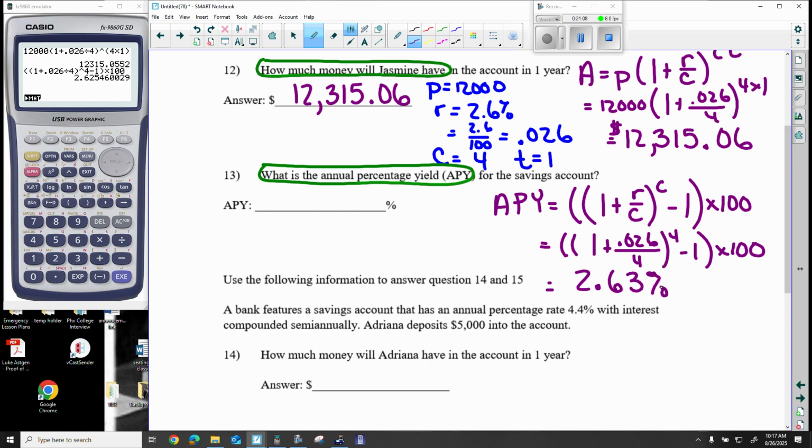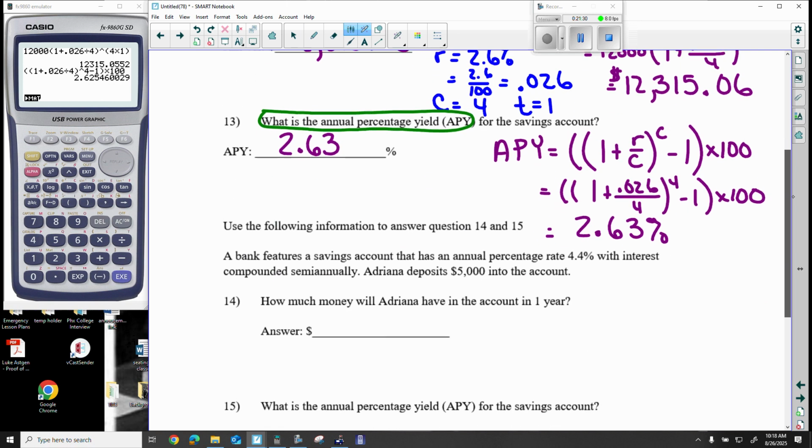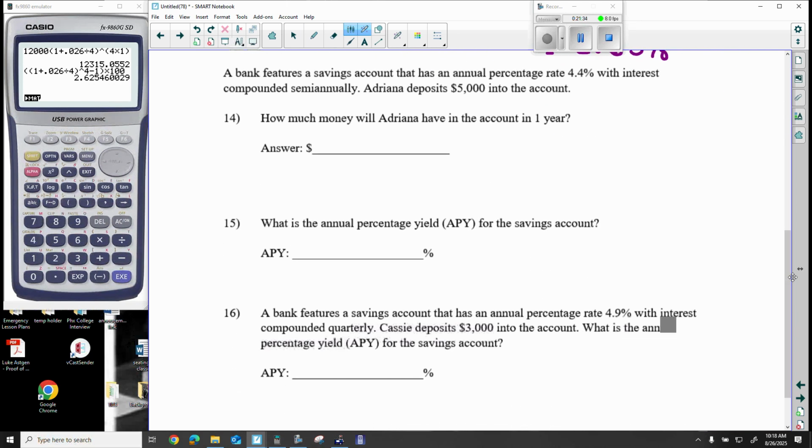Make sure you have this to 2 decimal places. So 2.63%. As I said, it will be very similar to the percentage that you're originally given. It'll just be a little bit more, most often. All right. Pretty much do the same song and dance again.